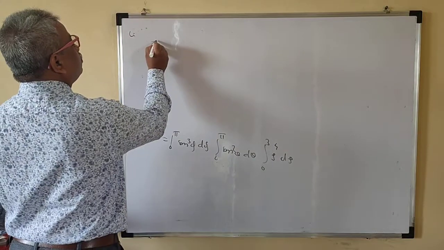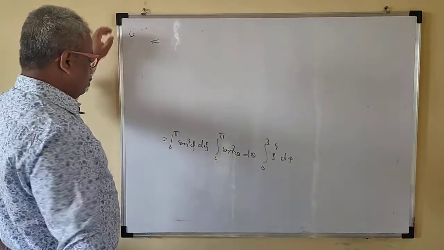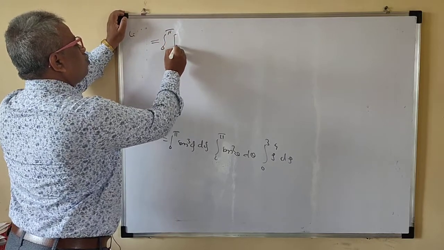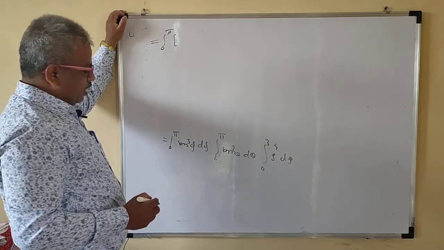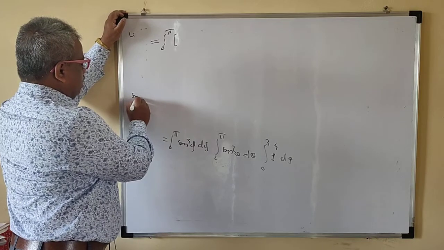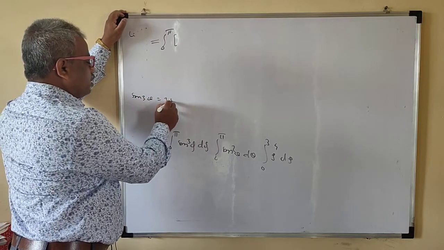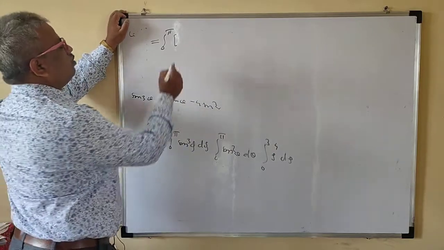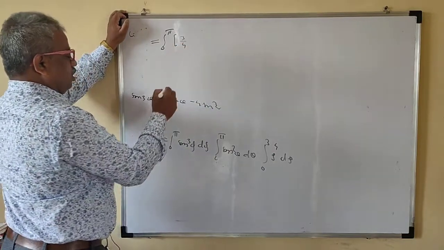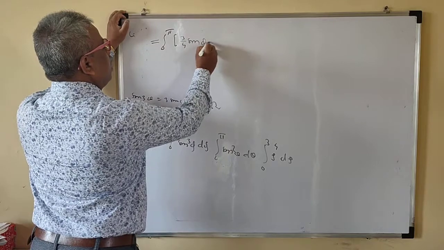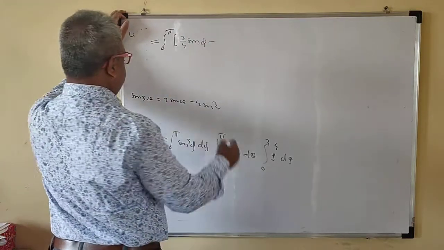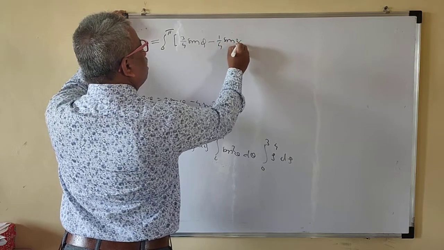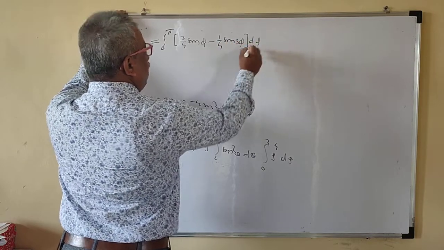Again, this is 0 to pi. So you know that sin 3 phi is 3 sin phi minus 4 sin cube phi. So shifting, sin cube phi is 3 by 4 sin phi minus 1 by 4 sin 3 phi d phi.